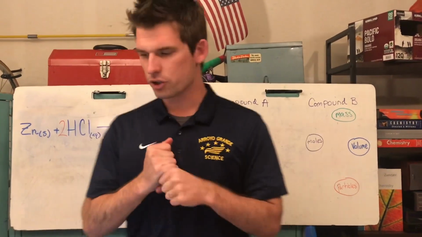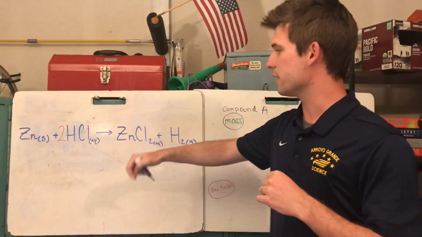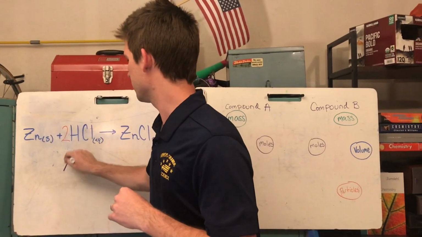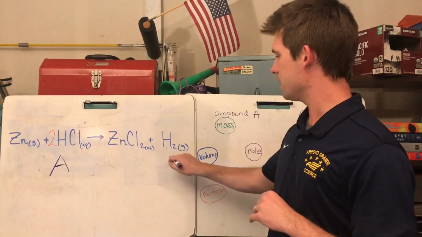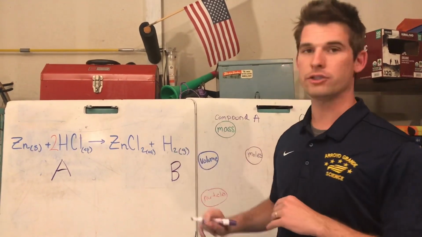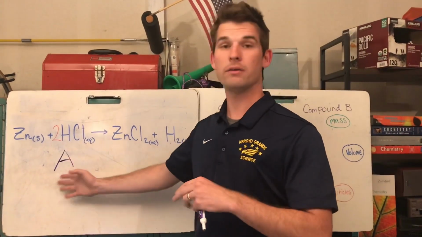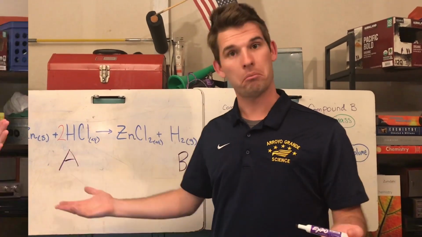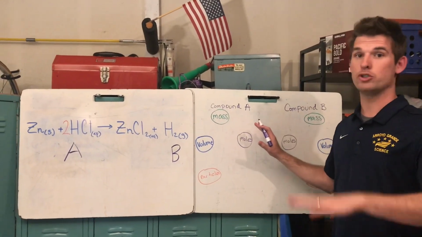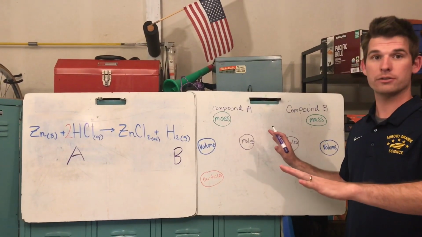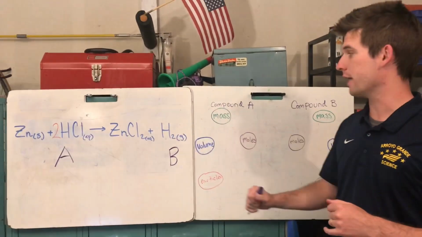Okay, so if we have compound A, and for our example, I'm going to assign compound A to be the hydrochloric acid, and I'm going to say compound B is going to be the hydrogen gas. So how much hydrogen gas is produced when we add some amount of hydrochloric acid? Well, let me show you. On the Stoichiometry Road Map, which you have access to on Google Classroom, we are going to be able to convert hydrochloric acid into hydrogen gas.